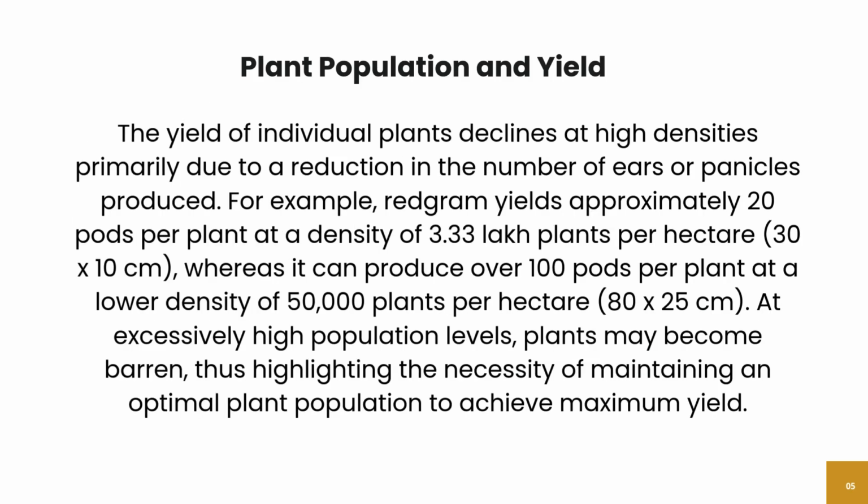Plant population and yield. The yield of individual plants declines at high densities primarily due to a reduction in the number of ears or panicles produced. For example, redgram yields approximately 20 pods per plant at a density of 3.33 lakh plants per hectare, 30 by 10 centimeters, whereas it can produce over 100 pods per plant at a lower density of 50,000 plants per hectare, 80 by 25 centimeters. At excessively high population levels, plants may become barren, thus highlighting the necessity of maintaining an optimal plant population to achieve maximum yield.